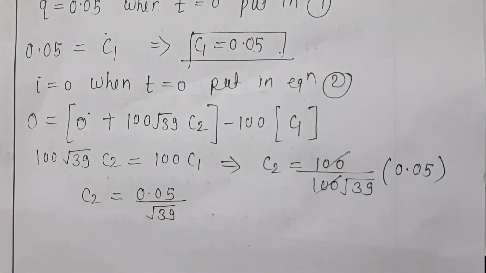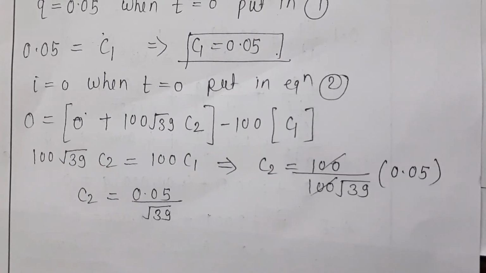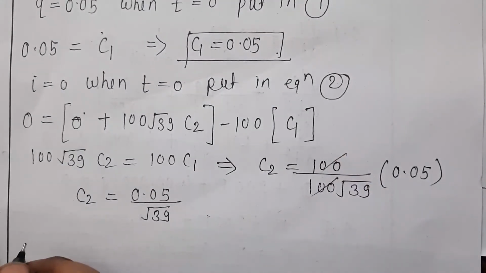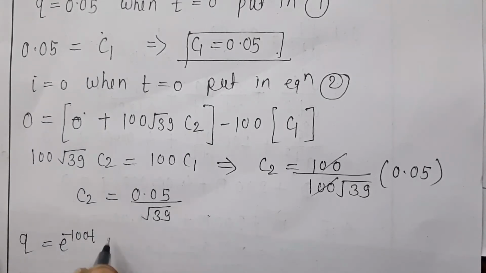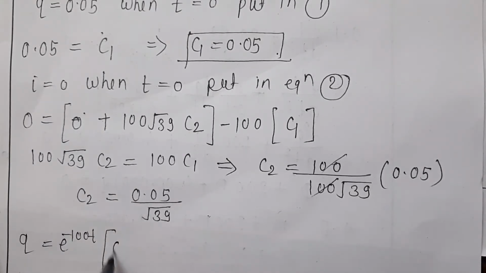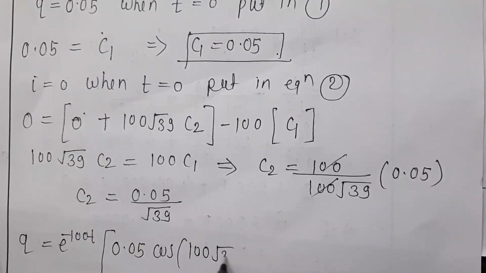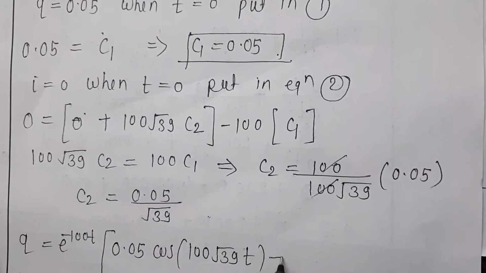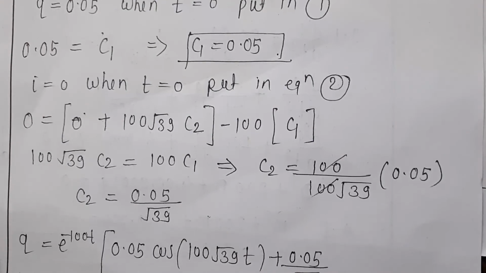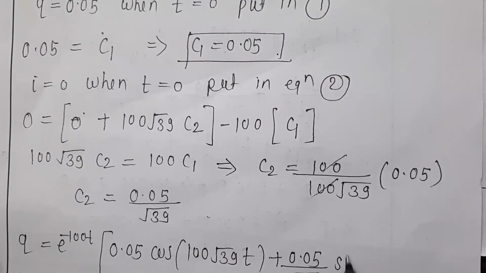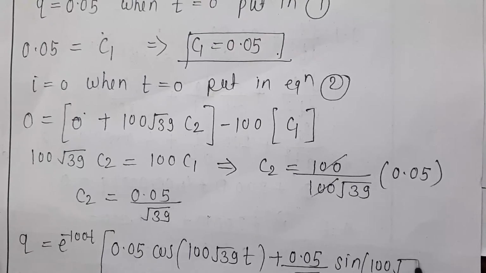Now substituting C1 and C2 in the given equation, we get charge as well as current. So q is equal to e to the power minus 100 into t, in bracket C1 is 0.05 cos of 100 root 39t as it is, plus C2 is 0.05 divided by root 39 multiplied by sine of 100 root 39t.